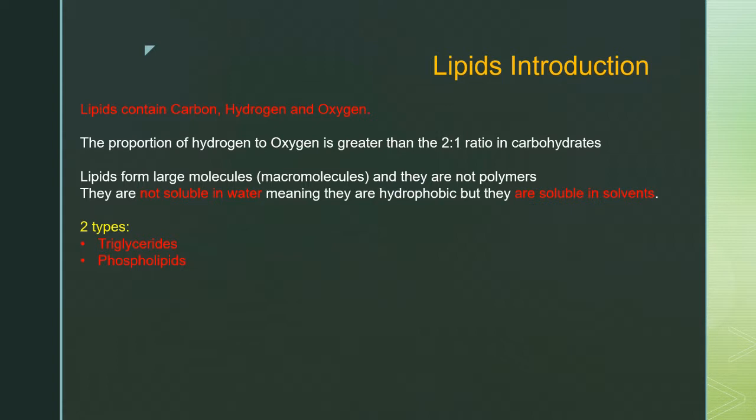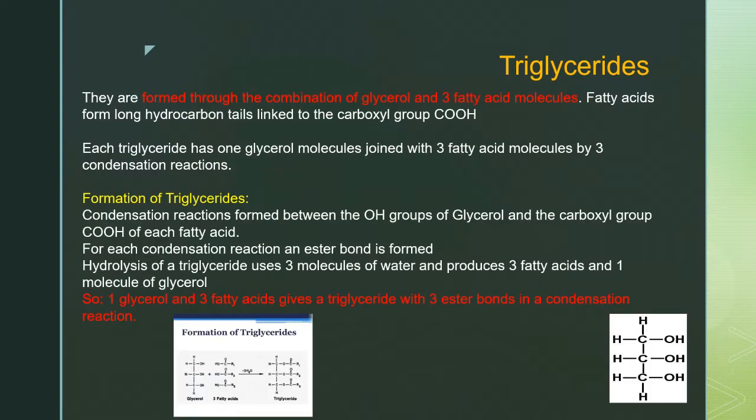We want to first give you a lipids introduction. Lipids contain carbon, hydrogen and oxygen, exact same as in carbohydrates, but the proportion of hydrogen to oxygen is greater than the 2-to-1 ratio we see in carbohydrates, and we'll expand on this. Lipids form large molecules, also known as macromolecules, but these are not polymers. They're not soluble in water, meaning they are hydrophobic, but they are soluble in solvents. The two types of lipids that we will cover are triglycerides and phospholipids.